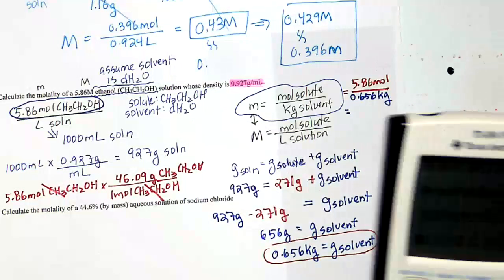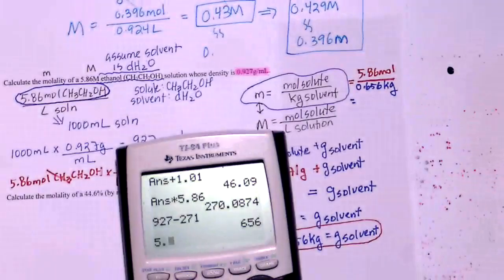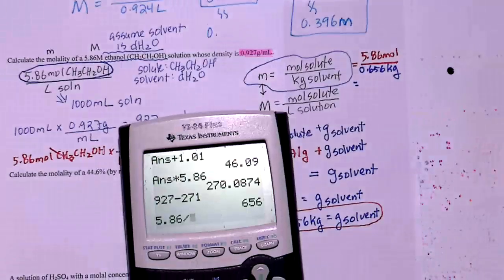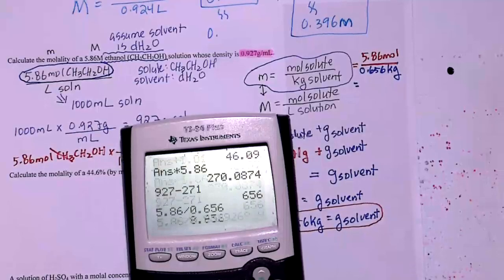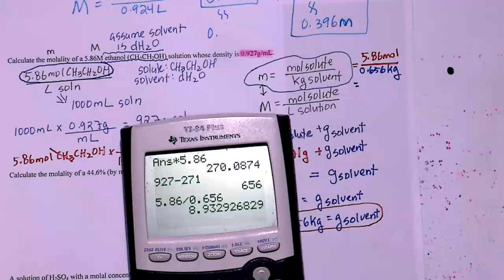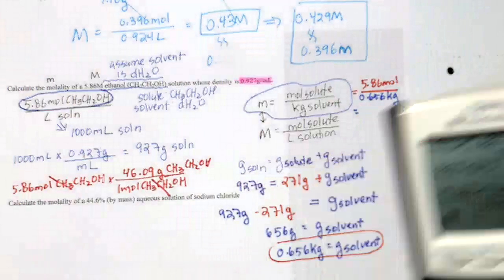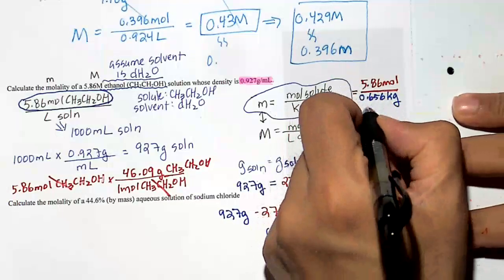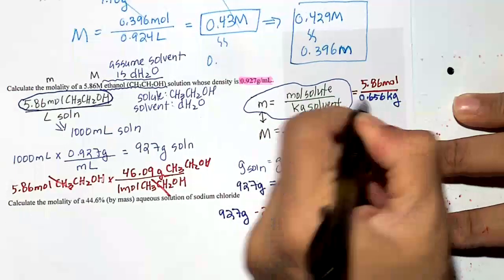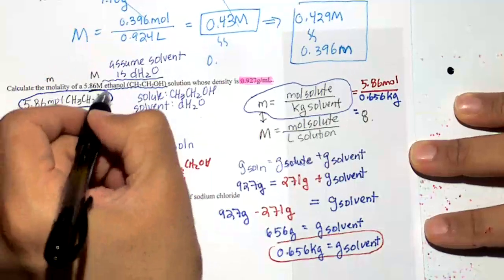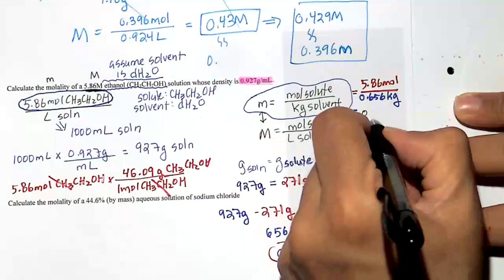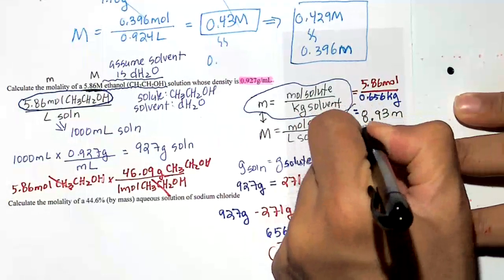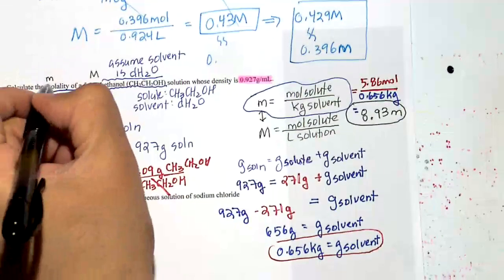And what's 5.86 divided by 0.656? Do you have that, Antoinette? Want to check that with me? Divided by 0.656. 8.9 lowercase m. As long as I did the calculations in the calculator correctly, I'm getting about 8.9 lowercase m. Let's do 8.93 because they have 3 sig figs here, so 8.93 molal, lowercase m.